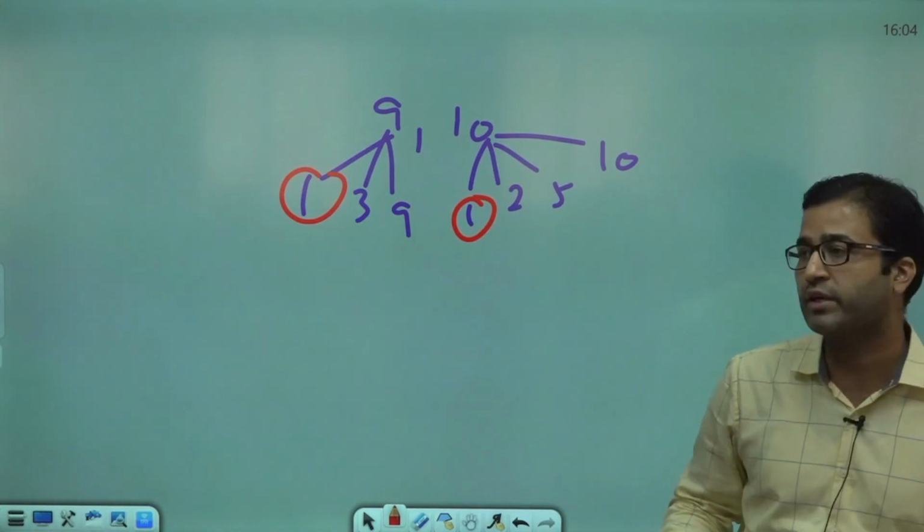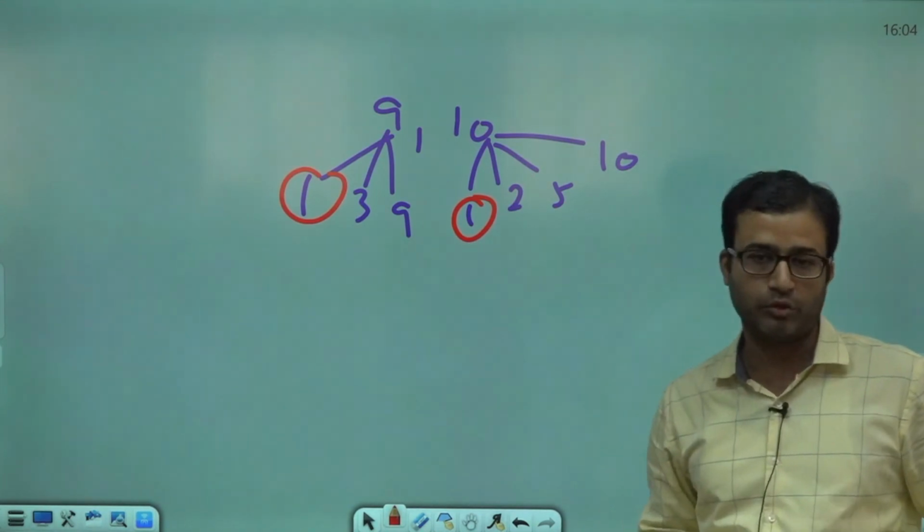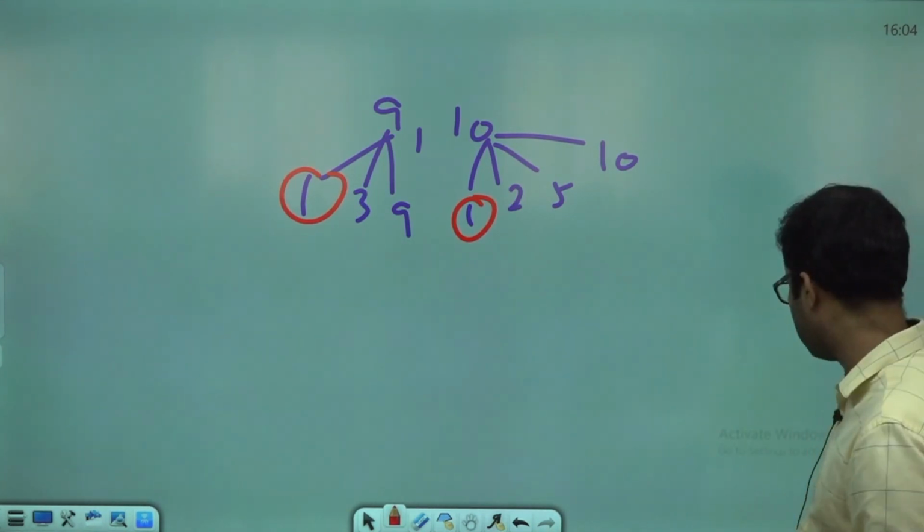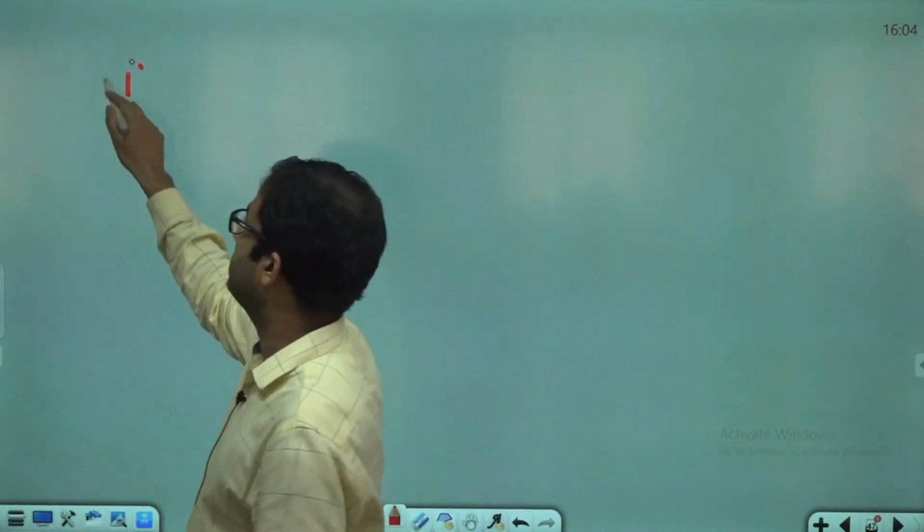The rest we will do in the next class. Next class we have on 3rd October. 2nd October is Gandhi Jayanti. Write it down quickly.